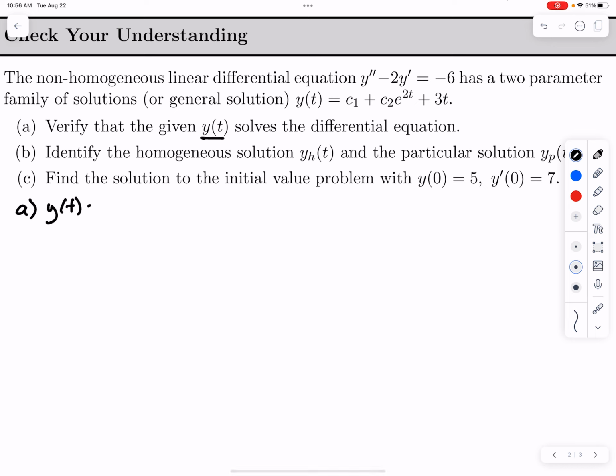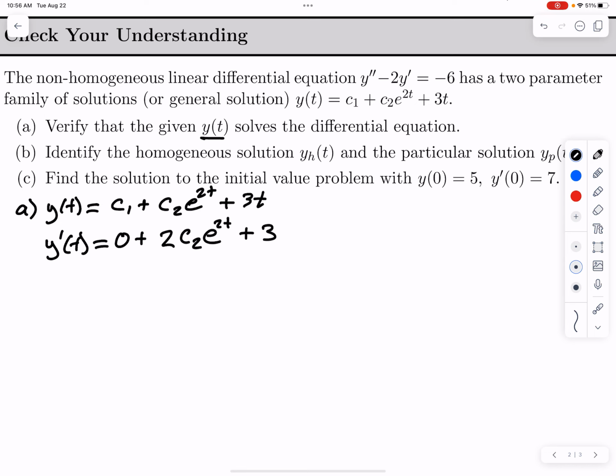Well, y of t is c1 plus c2 e to the 2t plus 3t. Let's find the first derivative of that solution. The derivative of the constant is 0. The derivative of e to the 2t will be 2e to the 2t. And the derivative of 3t will be 3. And the second derivative will be 4c2 e to the 2t. The derivative of 3 is 0 again.